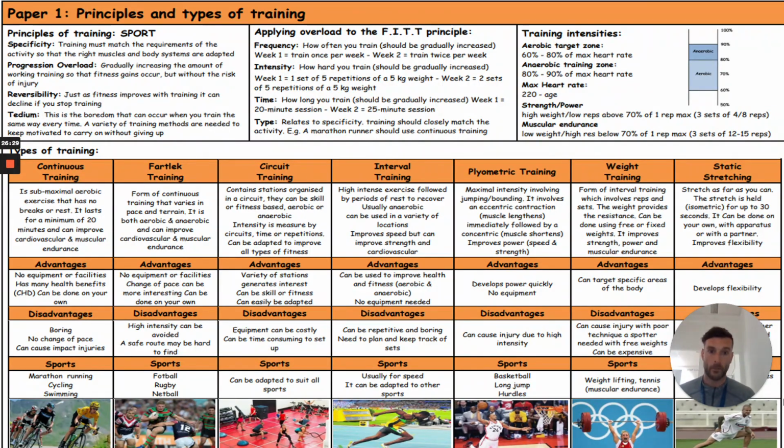Plyometric training, the best for power-based events, basketball, long jump, hurdles, where basically it's bounding movements. So you do an eccentric and then explode into a concentric. Weight training, you're basically lifting weights to cause the muscle to adapt. If you want to improve endurance, you lift a lighter weight, lots of reps. If you want to increase strength, it's a higher weight, lower reps. And finally, stretching. Stretching will improve your flexibility. Helps avoid injury as well.